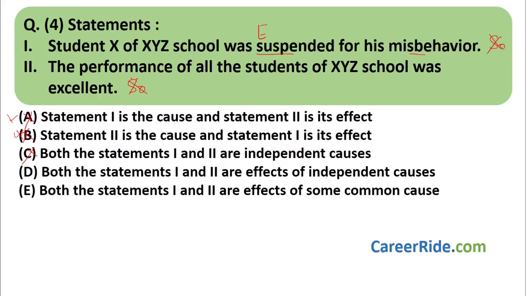Let's see the second one. Performance of all the students of XYZ school was excellent. Now here the performance was excellent, okay. Again this is a kind of an effect. The students might have written the paper or gone into a competition, and there the effect was that because of their practice and training and studying, their performance was very good. So this is also a type of effect, it is not some cause, okay.